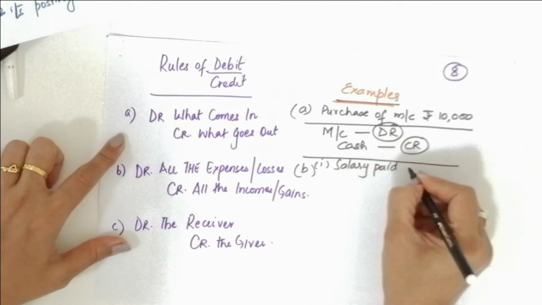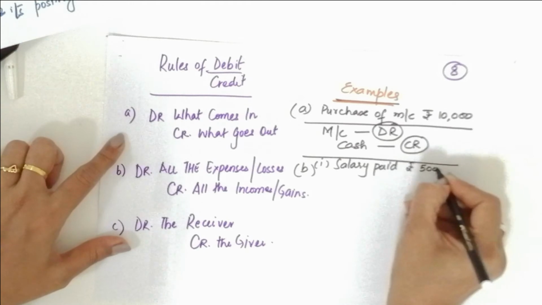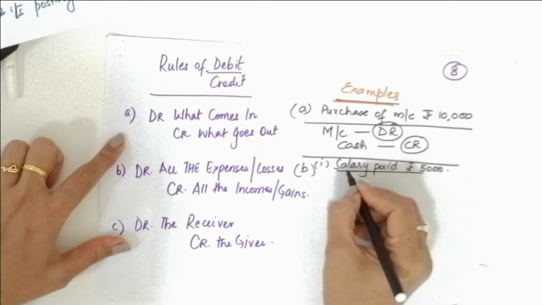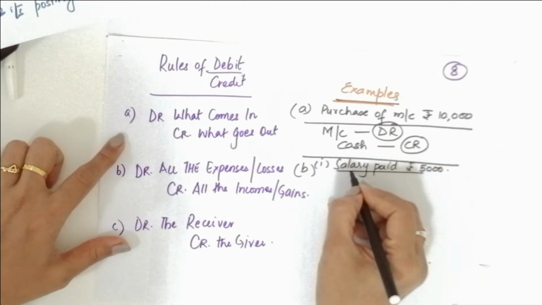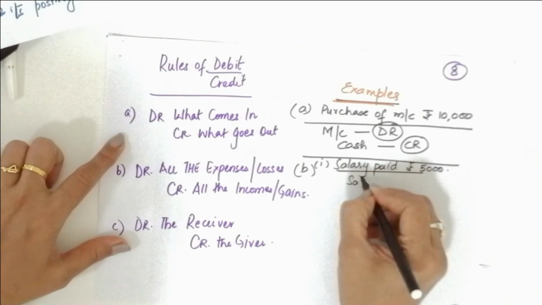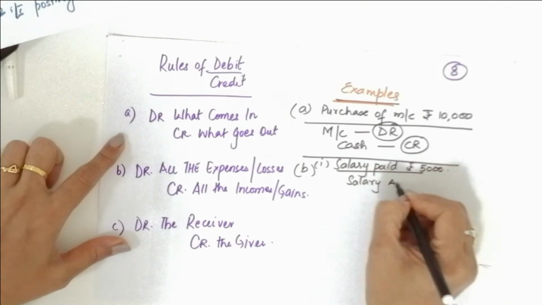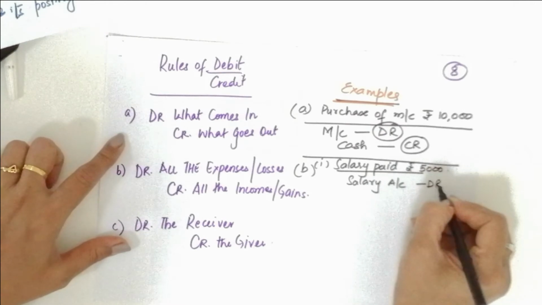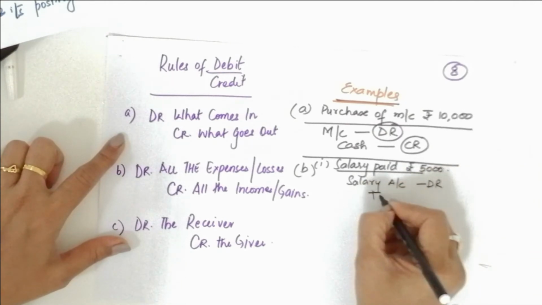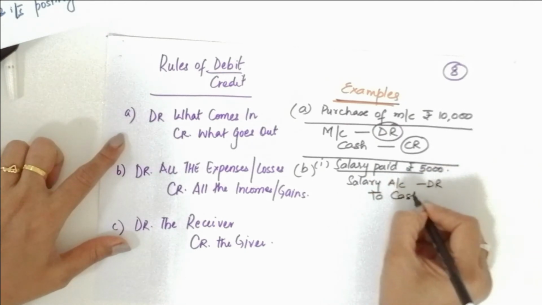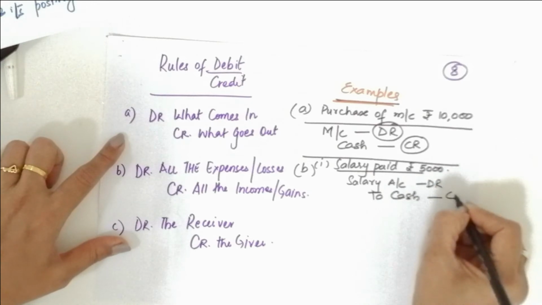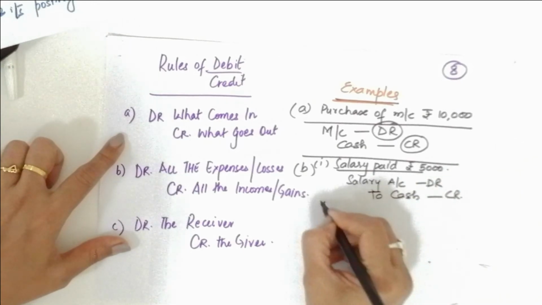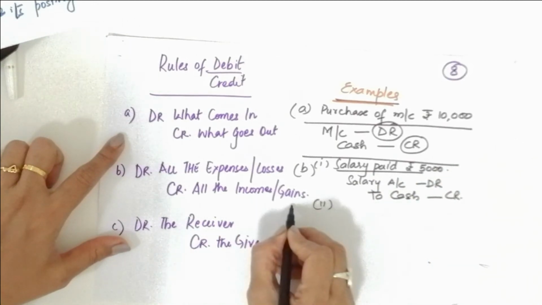For salary paid, rupees 5,000, I will debit all the expenses or losses. This is an expense for the company, so I'm going to debit it. So I'll say salary account debit with this amount, and what I'm going to credit is cash. I'll credit cash.